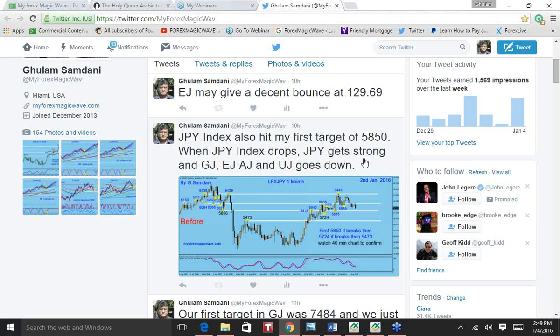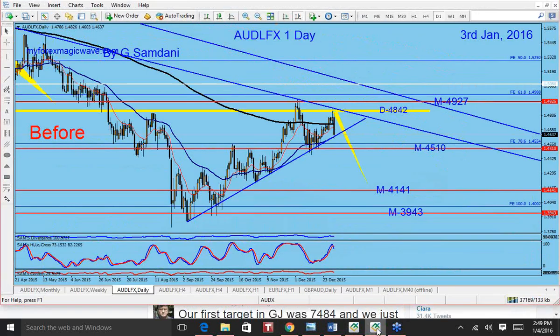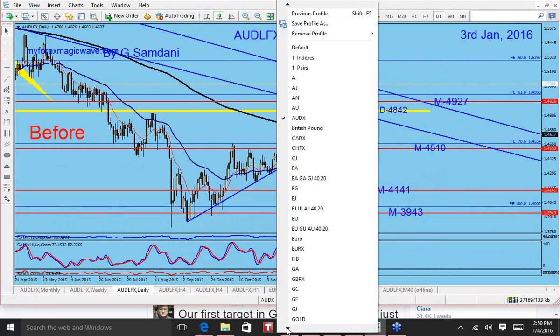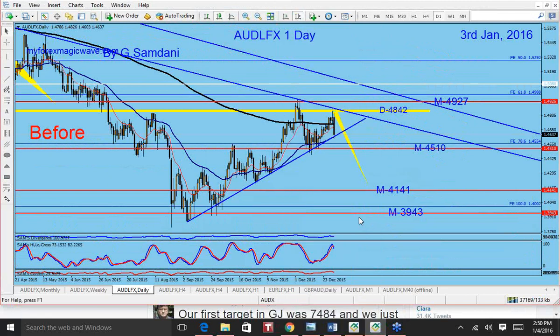When the yen index drops, yen gets strong and GJ, EJ, and AJ go down, right? So this was the chart, and it was up way above this white line. See that? This white line is 58.56. So my first target, I said, first 58.50. If it breaks to the downside, then 57.24 and so on and so forth. Guess where we are now? I'm going to show you that index now. Yen index 58.50 was the first target, right?